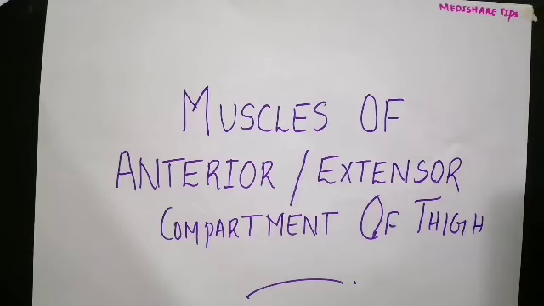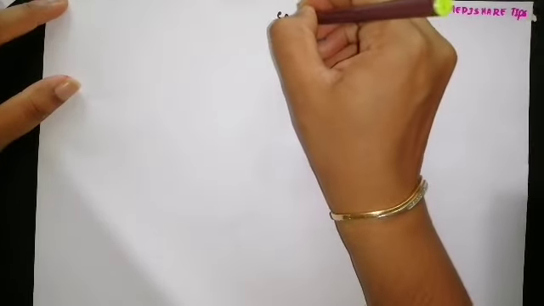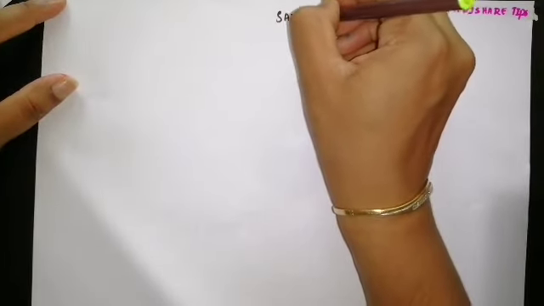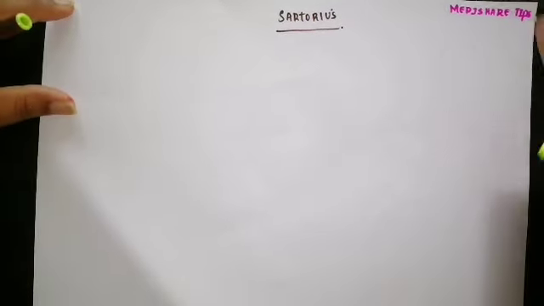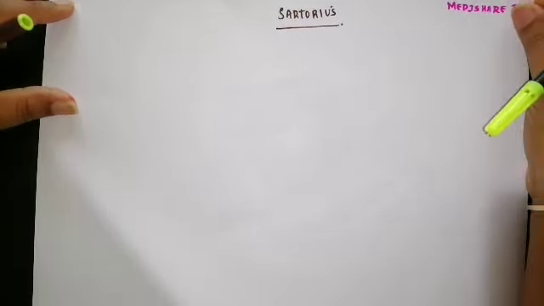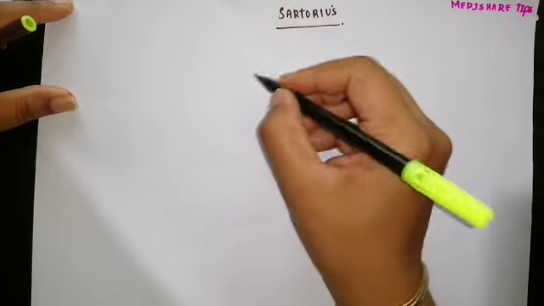In this video, we are going to discuss the muscles of the anterior compartment of the thigh. These are also called the muscles of the extensor compartment of the thigh. We will discuss the muscles one by one. First one is the sartorius. We will discuss the origin, insertion, nerve supply, and the action of this muscle.